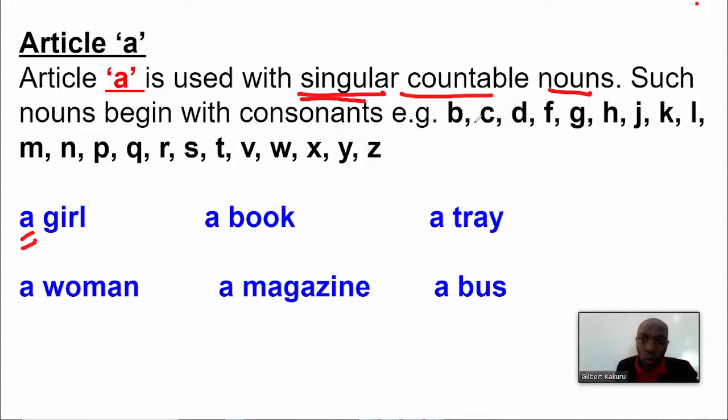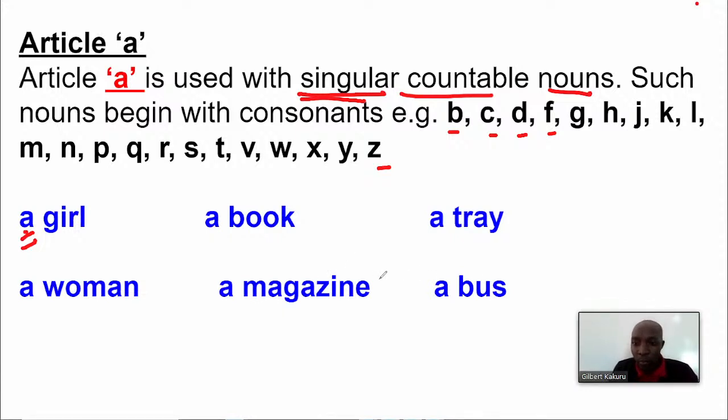All consonants or words or nouns which begin with the consonants like B, C, D, F, and so on up to Z, we use article A, like a girl, a book, a tray, a bus, a magazine, a woman. But I need you to raise up your hand and add more nouns, which are countable and we use article A. Apart from what I've given you.